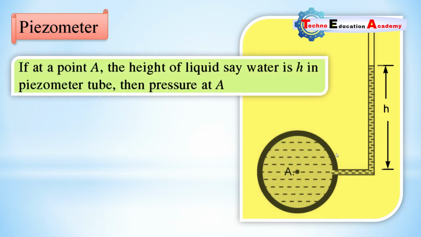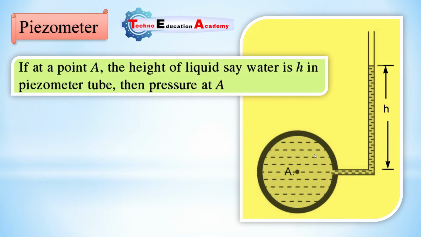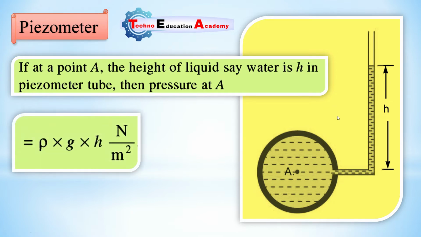What is a piezometer? It is a simple device. Here you can see one end of the glass tube is connected to the pipe and the other end is open to the atmosphere. Here we are considering the point A where we want to measure the pressure. The height of the liquid, say H, in the piezometer tube gives the pressure at A. And we know that according to the hydrostatic law, P equals rho g h.